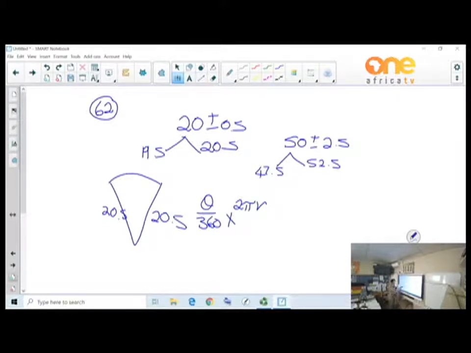So this is then, so now I take the maximum, so it's the upper bound, 52.5 over 360 times 2π, and what is the radius? 20.5. Okay, and then that's the arc length, and then I still, a lot of learners also forget these two sides, so plus 2 times 20.5. Anina, what is the answer?